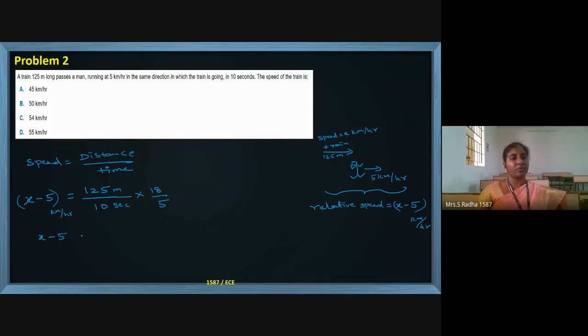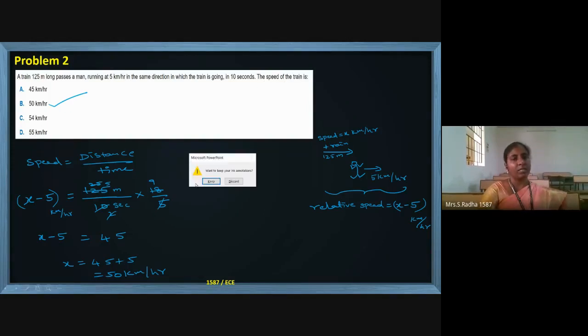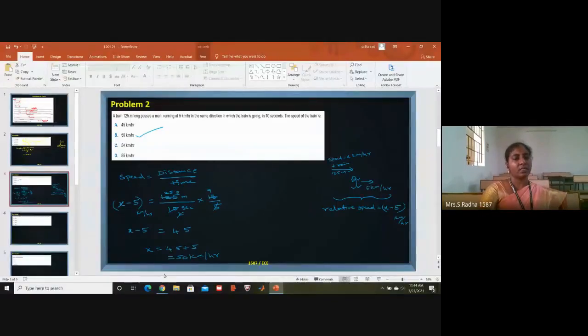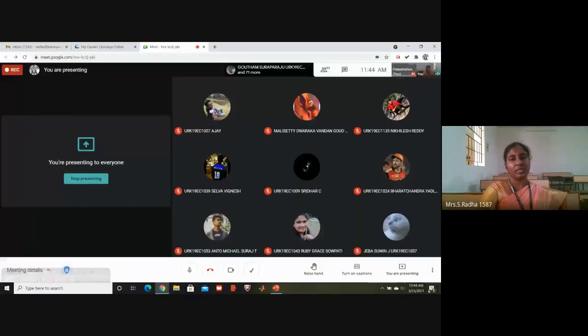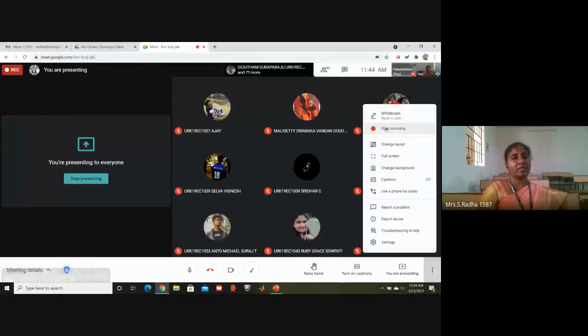So x minus 5 equals, if you simplify, 9 into 5, which is 45. So x is 45 plus 5, which is 50 kilometer per hour, because both sides have been converted to the same units. What is this x? The train speed we assumed. They are also asking the speed of the train, which is 50 kilometer per hour. So all these we can treat as stories, and it will be very easy for calculation if we assume it as stories.